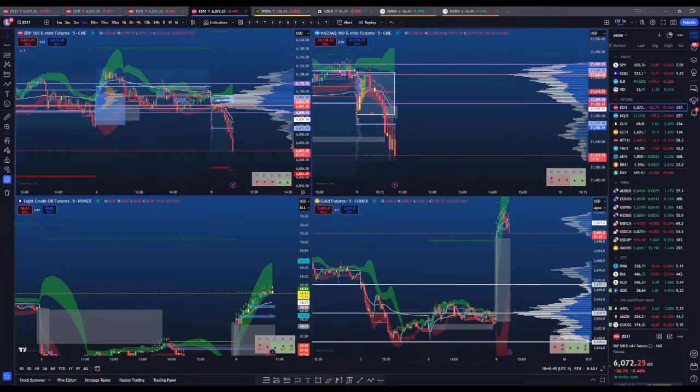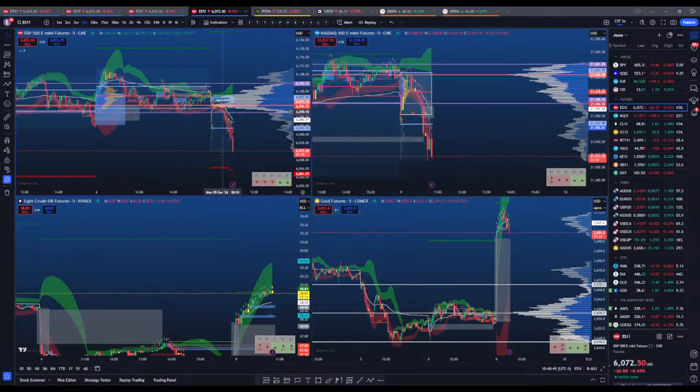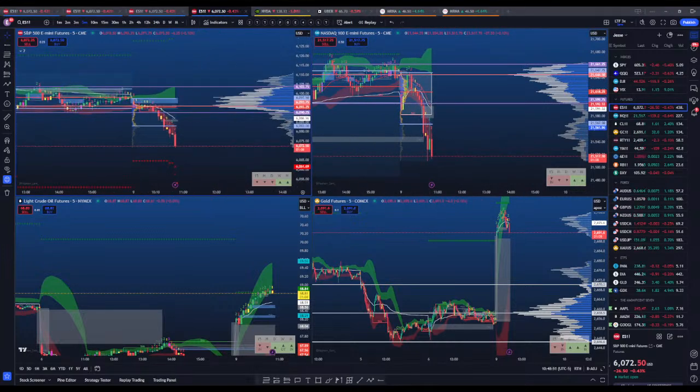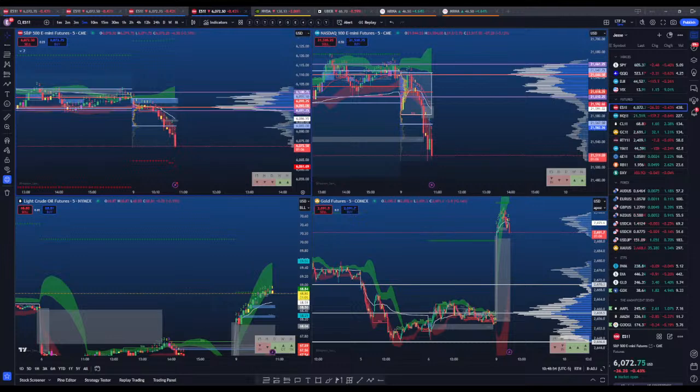Hey, do you find that between ES and NQ that one lags the other? Usually ES lags NQ, not the other way around. But yeah, ES right now is certainly leading. Interesting.